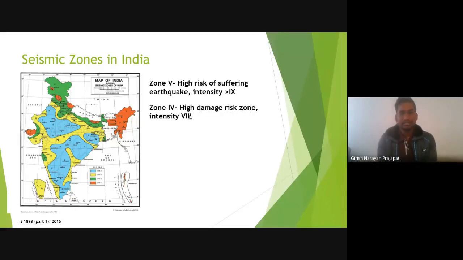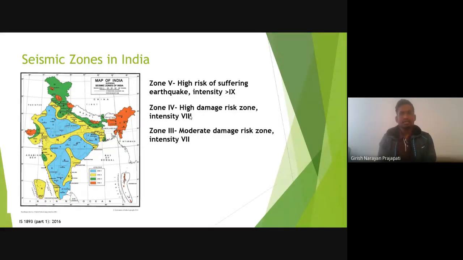In zone 4, there is a high damage risk. There will be high damage, damage to the buildings. The building will stand, but you can't occupy it. The occupancy of the building will not be there. You can't go and stay in the building. And the intensity of that zone is 8.